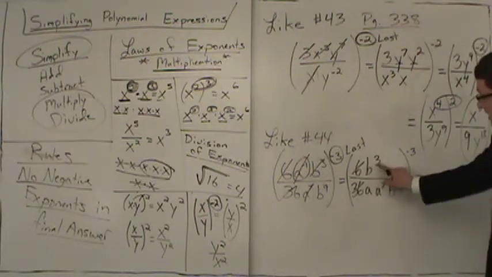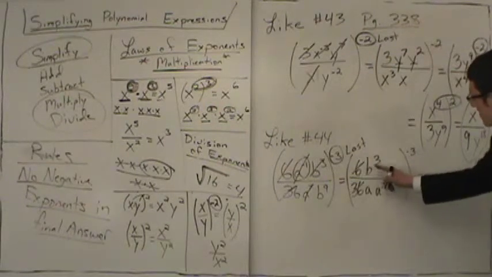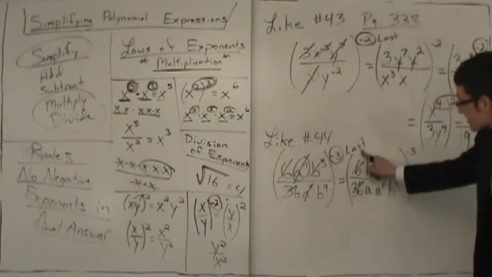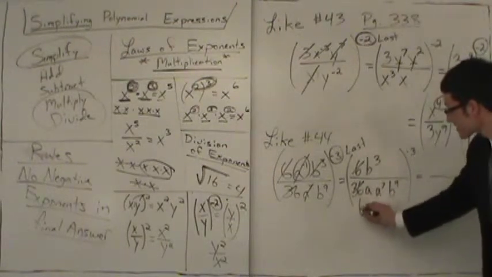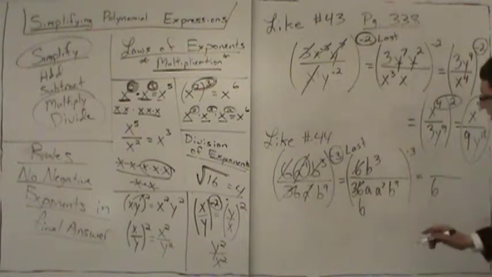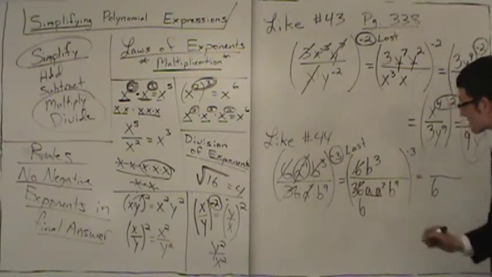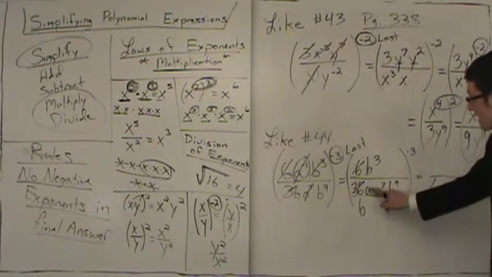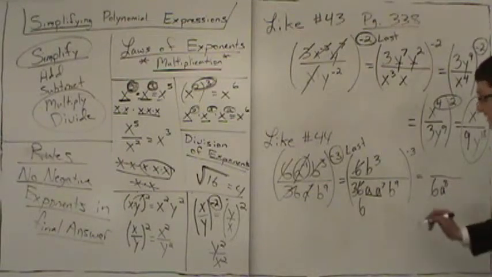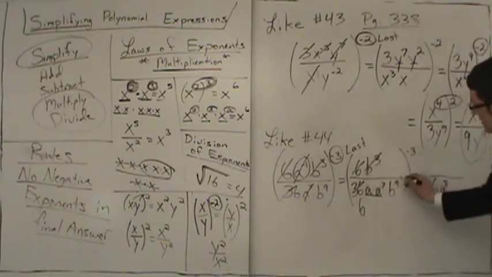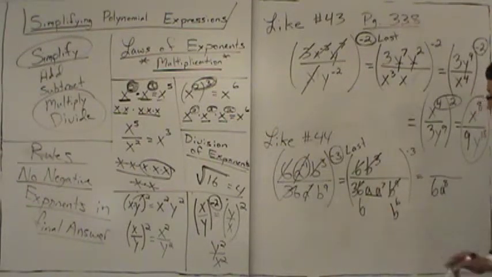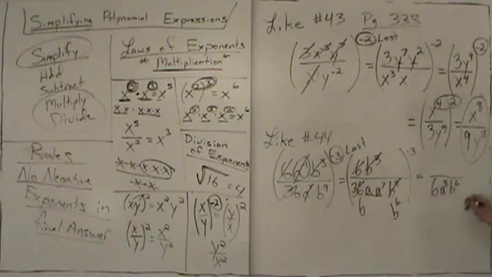6 cancels with 36, divide them each by 6. Let's see what happens here. 6 divided by 6 is 1. We don't write the 1. 36 divided by 6 is 6. Now we put the 6 in the denominator. Now, let's deal with our a terms. Notice our a terms are both on the bottom. Go ahead and just combine these. If the bases match, we add. 1 plus 7 gives a to the 8th. Then 3 b's cancel with 9 b's, leaving how many b's? Hopefully you say there are 6 b's left on the bottom. So we have b to the 6th on the bottom.